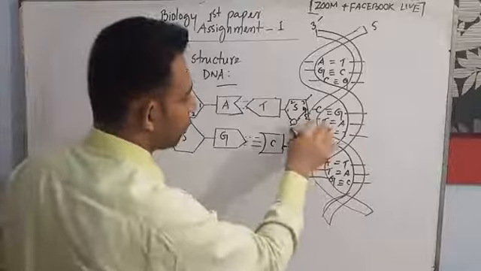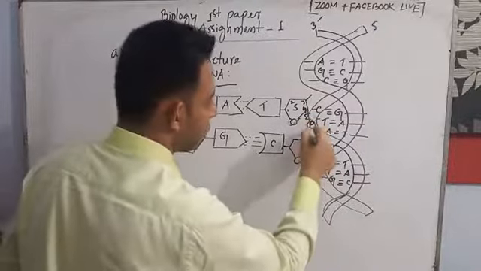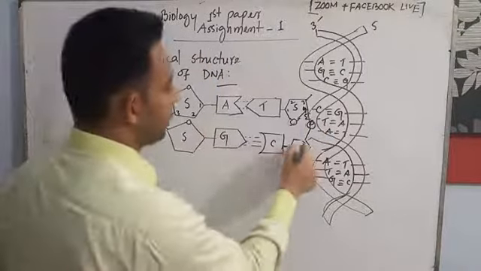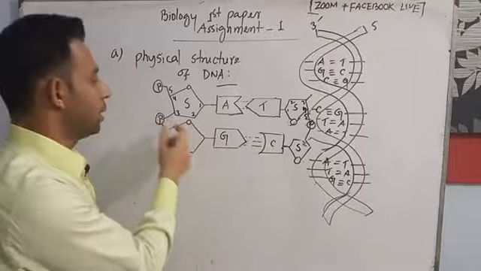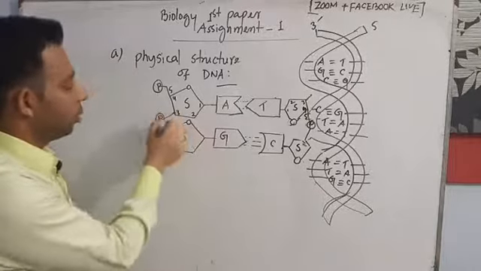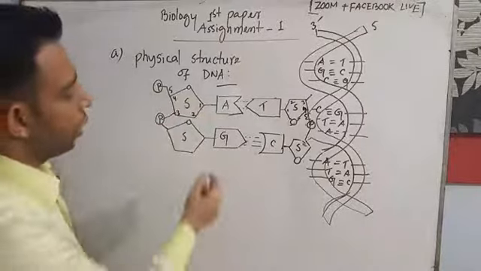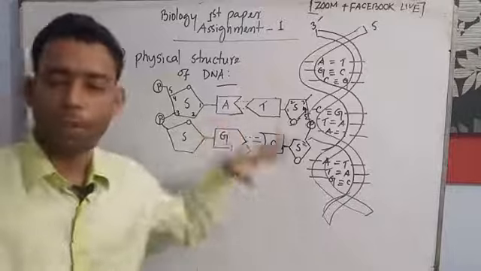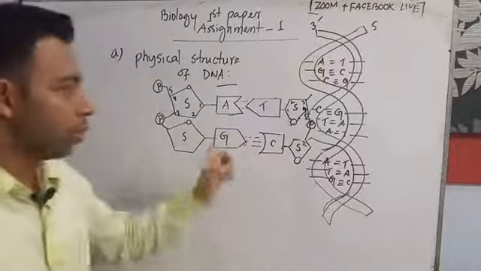So the phosphorus from there connects with this part. After drawing the phosphorus, in the same way you draw once again: the third carbon with the fourth carbon connectors. The same way you can draw adenine, thymine, guanine, cytosine.